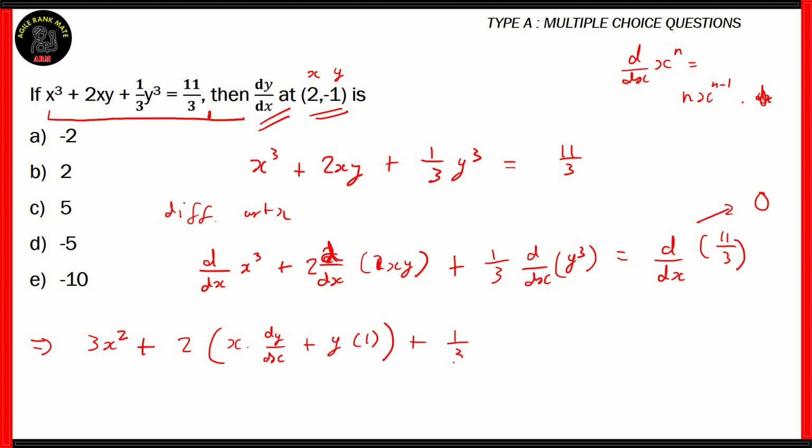And then you got 1 by 3 times. We're going to use the same idea that we used for the first differential for the third one as well. So that will be 3y squared. However, since this is a different variable, we'll have to do a dy by dx here as well. And then the right-hand side, as we said, would be 0.